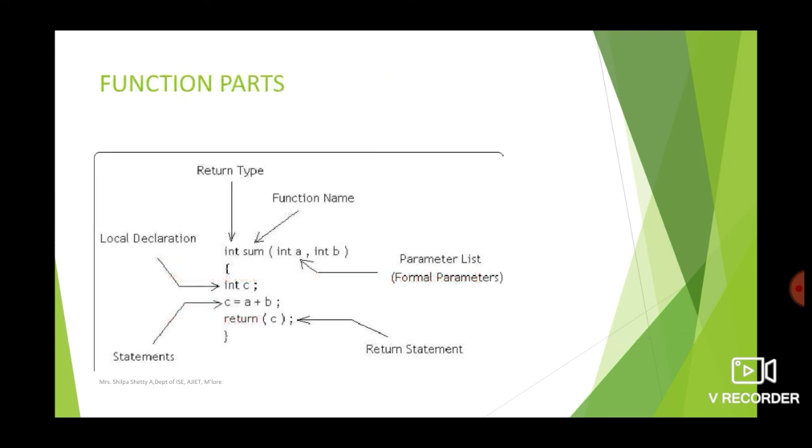Here this figure just briefs you about the different parts of the function definition. First we have int, the return type, followed by the name of the function. Then we have the parameter list, and the declaration int c, which is the local declaration. c = a + b is a statement of the function. And return c is the return statement. The three lines inside the function, that is int c, c = a + b, return c, are the statements that constitute the body of the function.